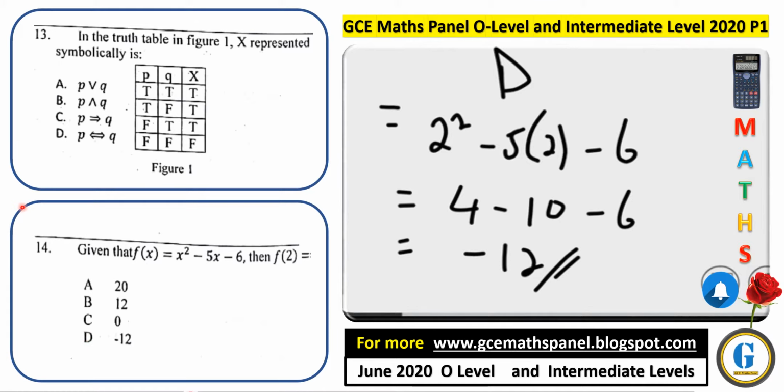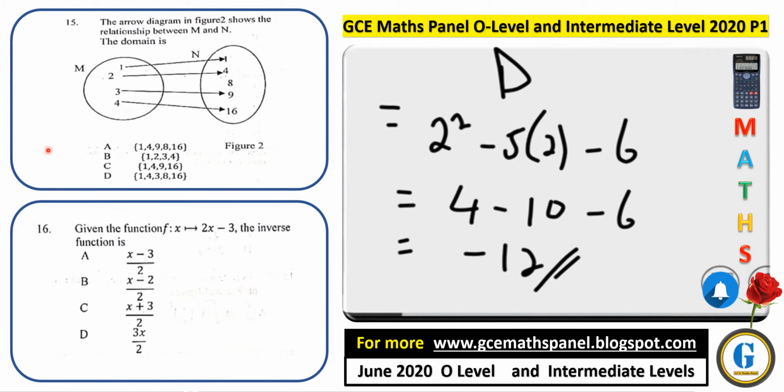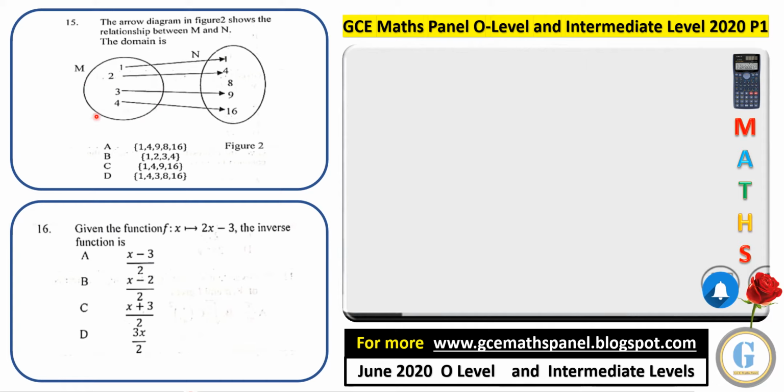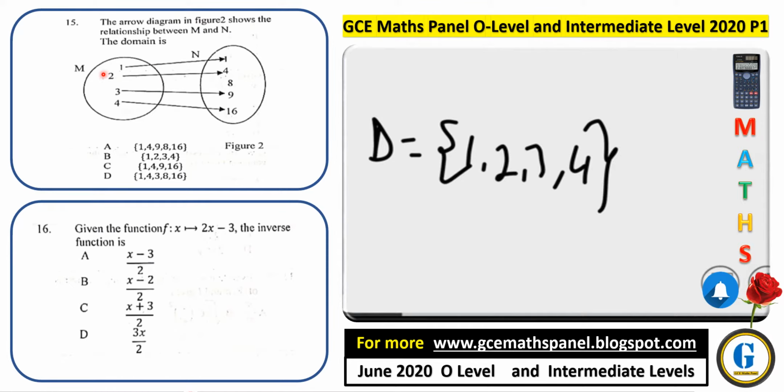Question number 15. In the arrow diagram in figure 2, there is a relationship between M and N. What is the domain? The domain just refers to elements in the first set that are being mapped onto elements in the second. So the domain consists of 1, 2, 3, 4. So our domain set has elements 1, 2, 3, and 4. And this corresponds to B.